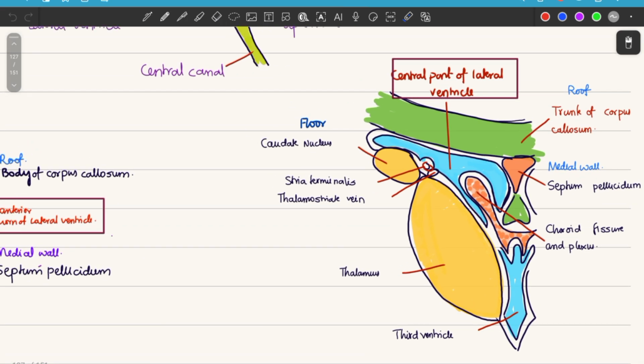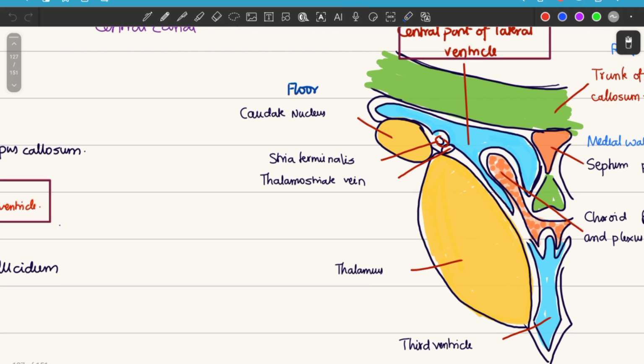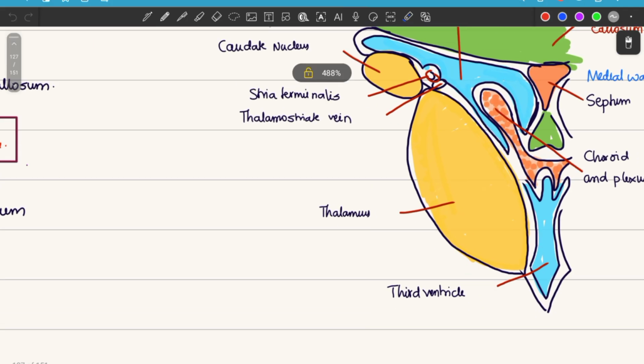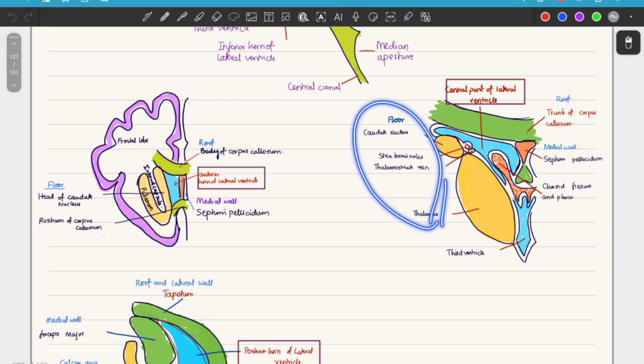Whereas the floor is formed by, this is the caudate nucleus, that basal ganglia, you know, right? That caudate nucleus, and here you have the stria terminalis, and here the thalamostriate vein will come. Then this is the thalamus. This all forms the floor of the central part of the lateral ventricle.